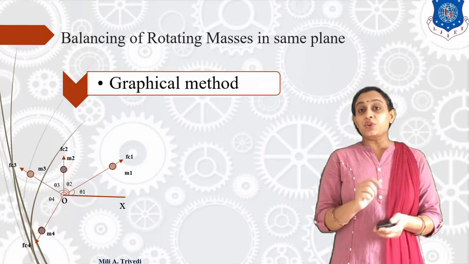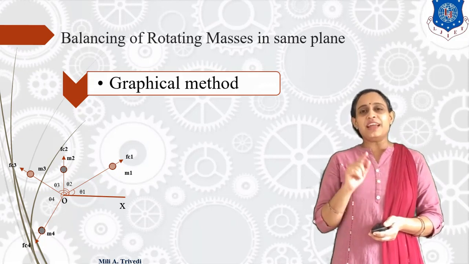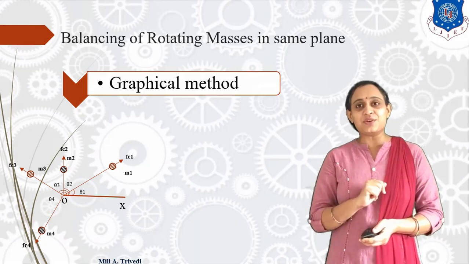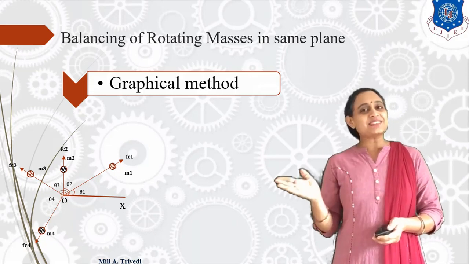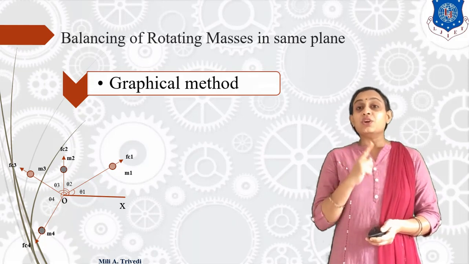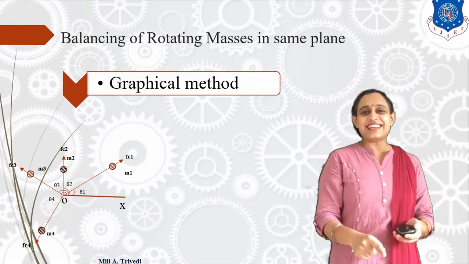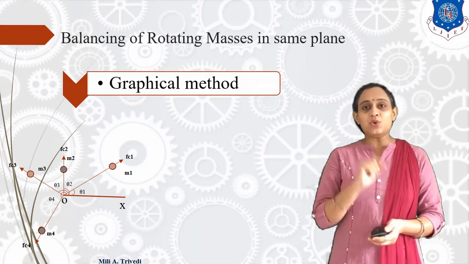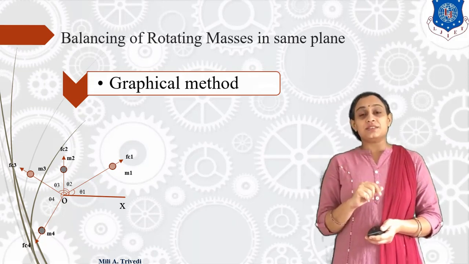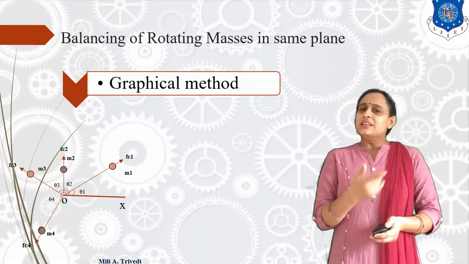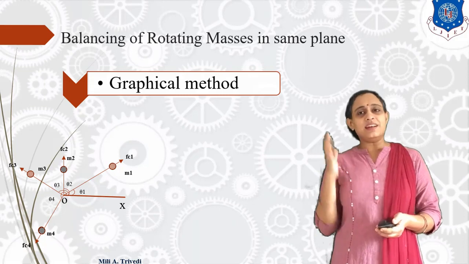In this case, what we have to do? First of all, we have to calculate centrifugal force. Now, as you know, what is the value of centrifugal force? M omega square R. If mass is M1, radius is R1, what is the centrifugal force? Exactly correct. M1 omega square R1. If M2 is a mass, R2 is a radius, what should be the centrifugal force? M2 omega square R2. Same as for mass M3 and R3.